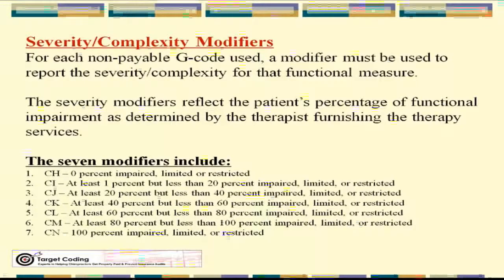Well, for walking and moving around, current status, that's G8978. With a 50% impairment, that's the CK modifier. So it would be G8978, CK, GP. You have to use two. The other one is the projected goal. So that would be G8979 CI, because the projected goal is at 10%, so that's CI, GP.